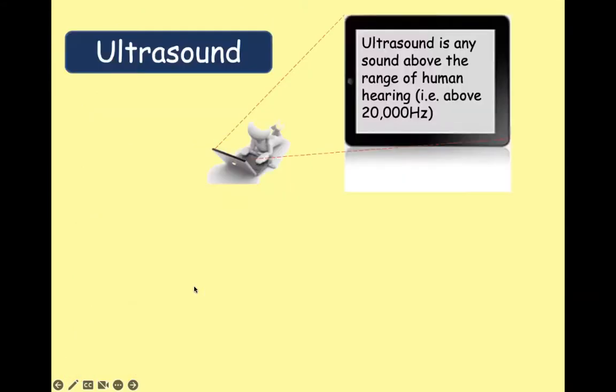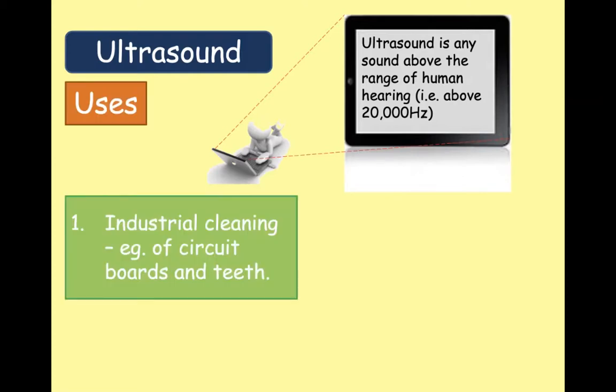All right, next, ultrasound. Everyone in the family, when they have children or when they are pregnant or doing another scan, will be using ultrasound. Ultrasound is any sound above the range of human hearing, above 20,000 hertz. It can be used for industrial cleaning, such as cleaning of circuit boards or the teeth.